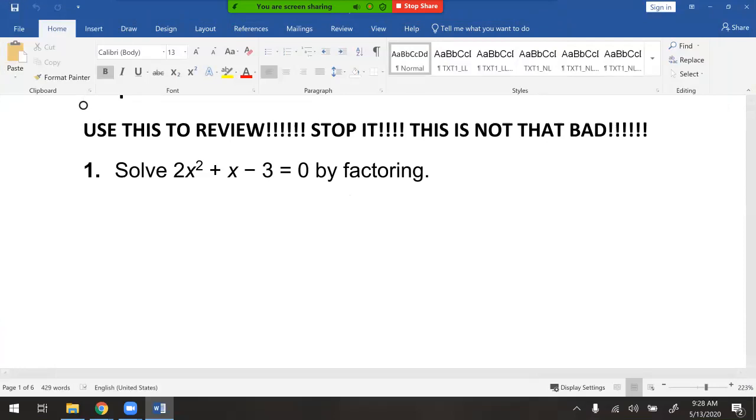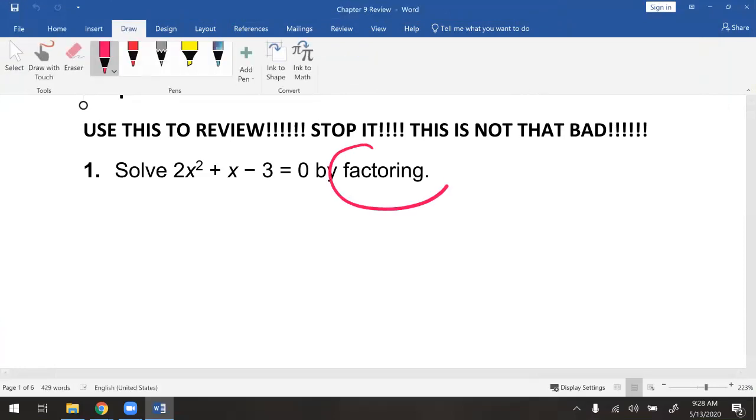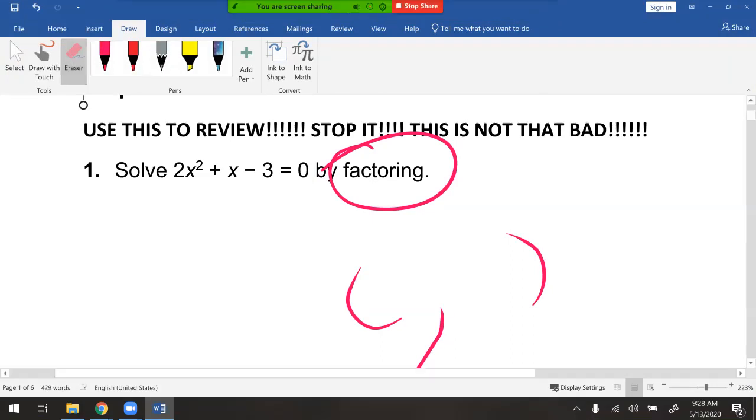So be ready. Okay, if it says solve by whatever method, you've got to do that method. If you just put the answer, I'm going to mark it wrong. Okay, keep that in mind.